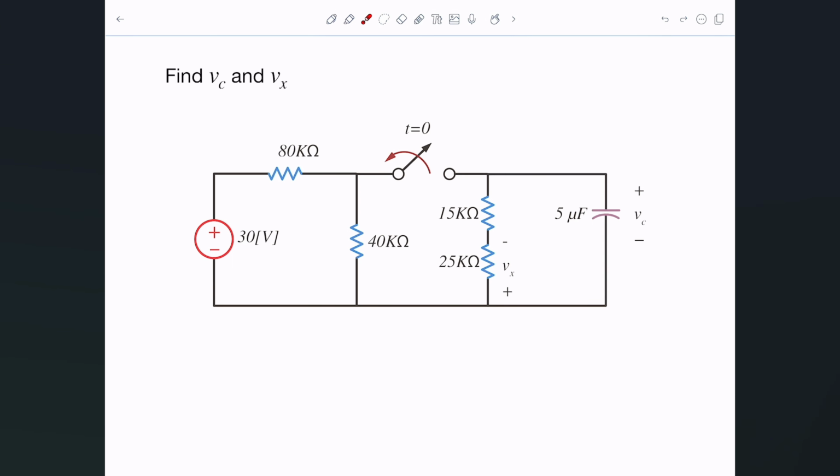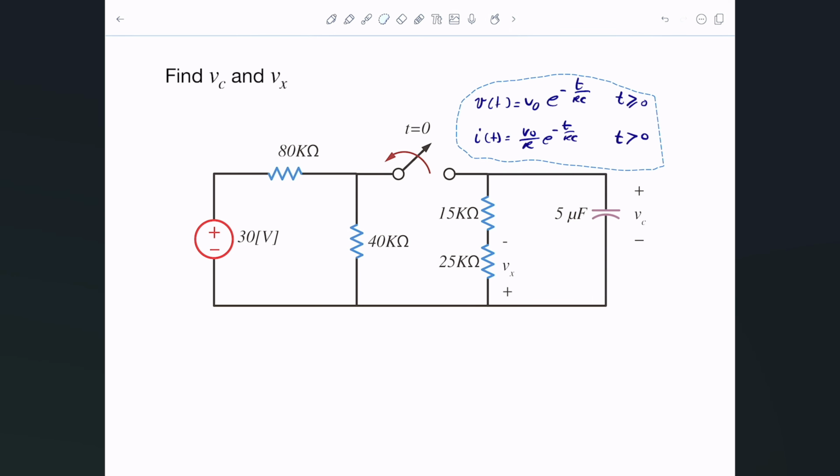And what we're being asked to compute is the voltage across this capacitor after time equals 0, and this particular Vx, which is just the voltage across the 25 kilo ohms, given that this is negative and this is positive in here. So what I will do is basically write the equations.